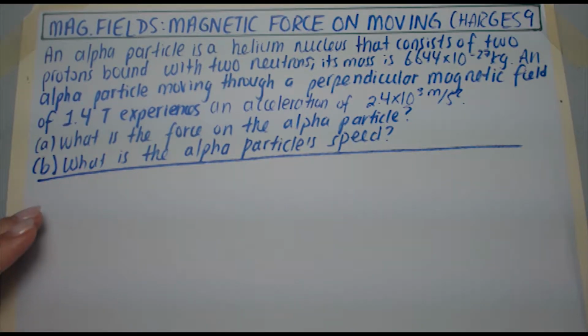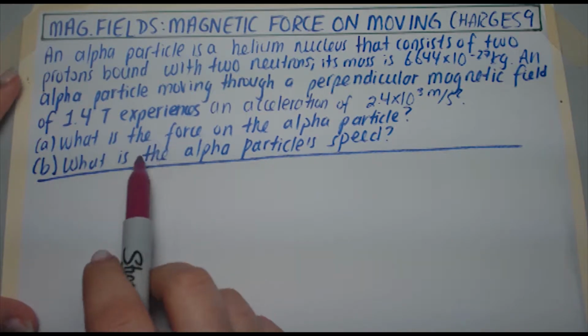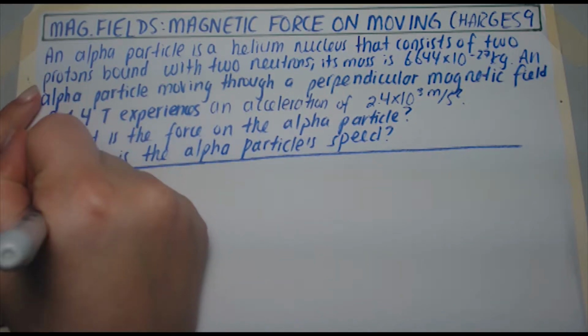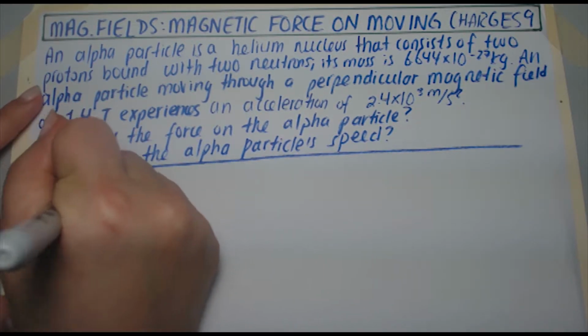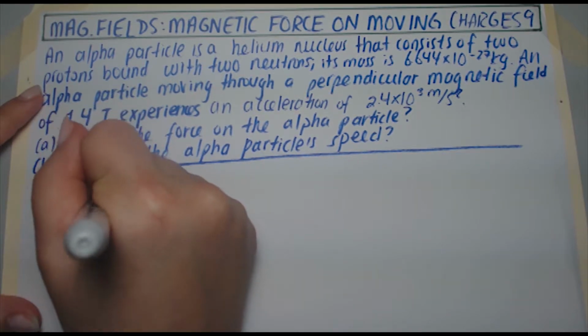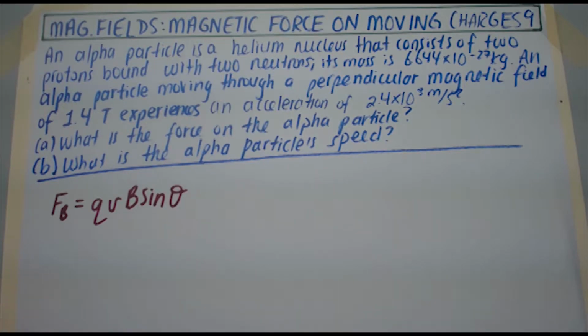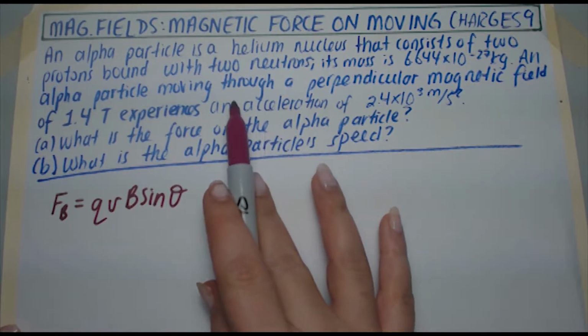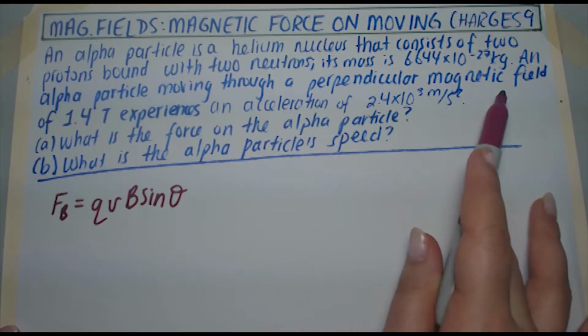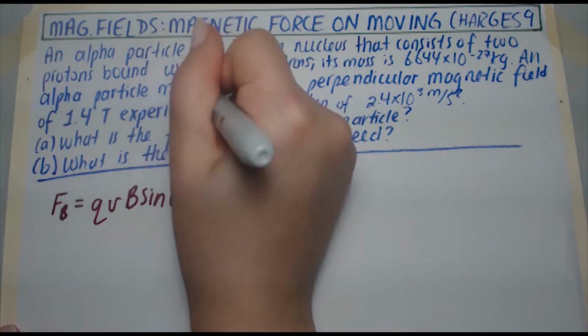So what is the alpha particle speed? I'm just going to start from there because really that's a better problem here. What's the speed of the particle? Well, this particle is entering through a magnetic field, so we know that there's going to be a magnetic force acting on it, right? There's going to be a magnetic force QVB sine theta. Now, we are told that it's moving through a perpendicular magnetic field. It's moving, so that's the velocity, perpendicular magnetic field.